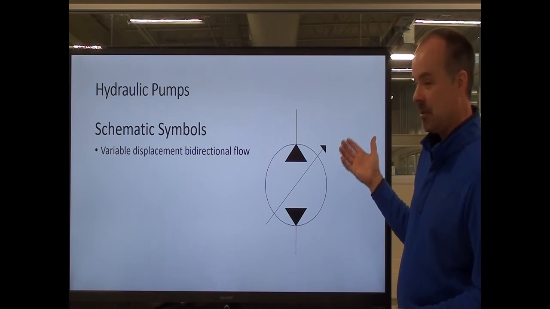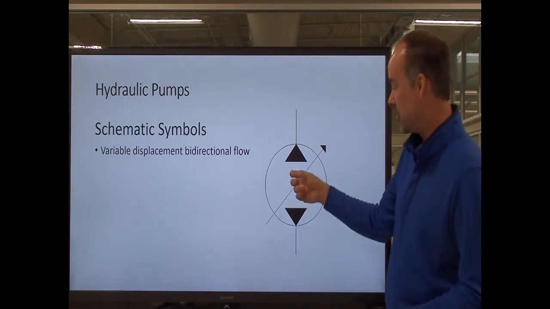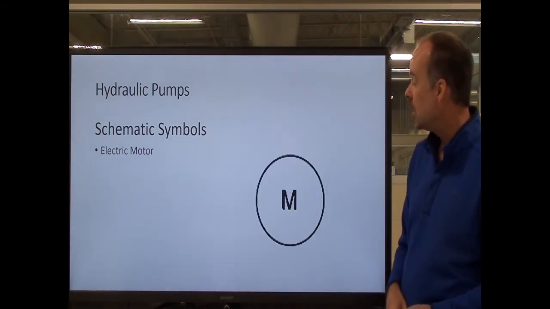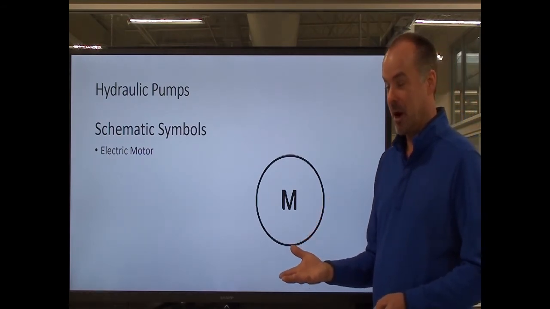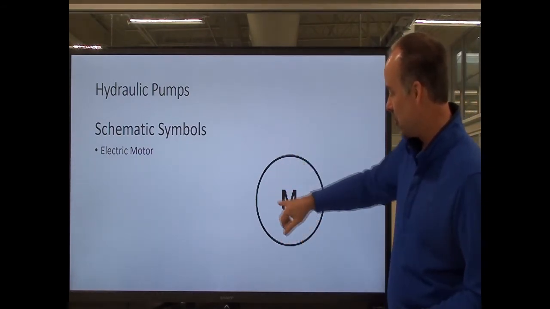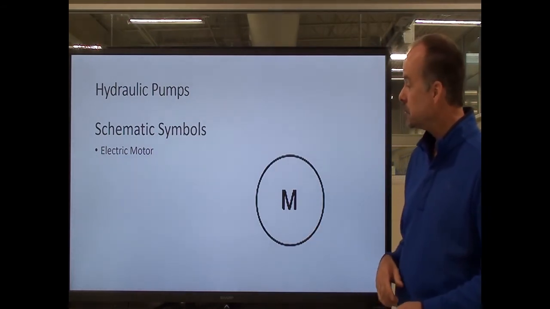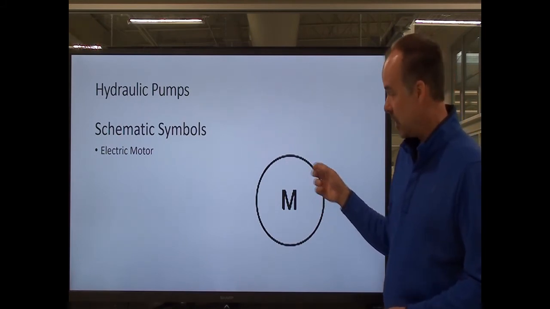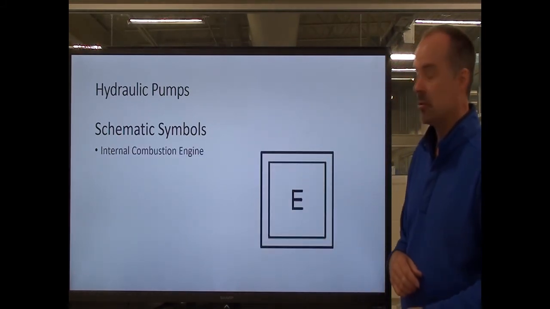And same thing here, I've got a bidirectional pump, and this arrow tells me that this bidirectional pump is variable. And then you still go back to your prime movers. So a circle with an M normally stands for a motor. So this would be attached to your pump as a prime mover. And this is a symbol for an internal combustion engine.